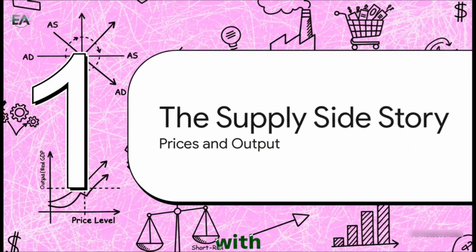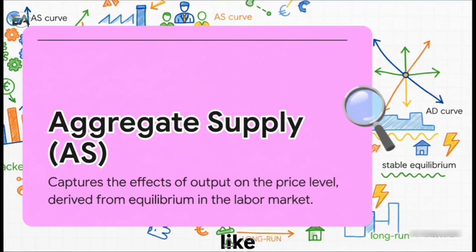Okay, let's kick things off with the engine of the economy, its actual ability to produce stuff. This is what economists call aggregate supply. So think about it like this. What happens to prices when every single factory in the country is running at full capacity? That's the question aggregate supply helps us answer. And it all starts with the connection between what we earn and what things actually cost.